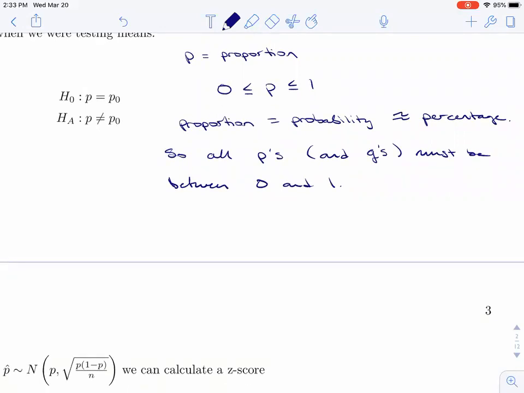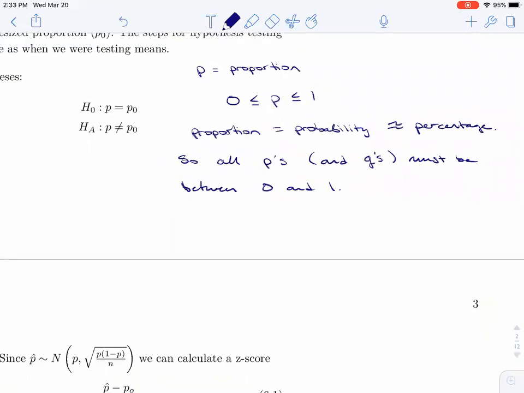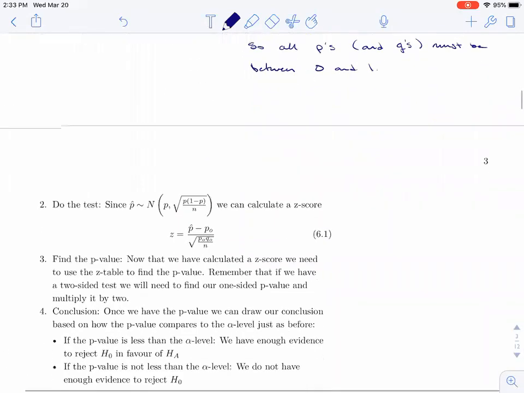Okay, so that's something to keep in mind, right? When you're calculating these proportions, they have to be between 0 and 1. Okay. All right.